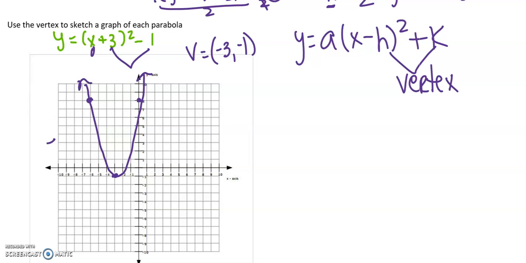Now all I had to do was find one other point other than the vertex, and I know where my parabola is going to go. Okay? So you can use a vertex to do that. Use small numbers, easy numbers to deal with.